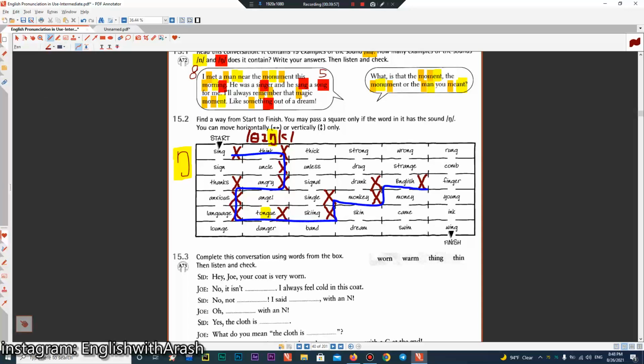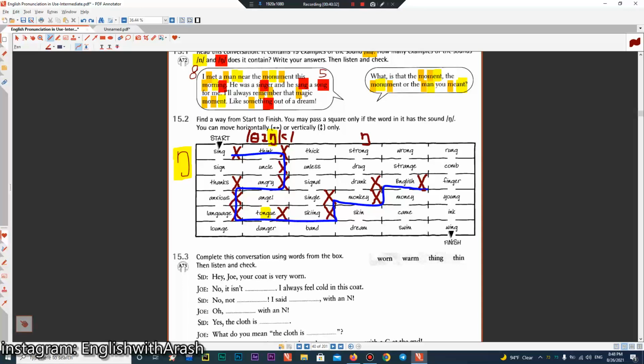Good. Strong is good, but where is strong? Strong is good, but now we didn't go that way. But yes, strong is like that. Strong is like this. But now we have come this way. Now the next word is strange. No, strange is not good. Because strange is J, it is not N.